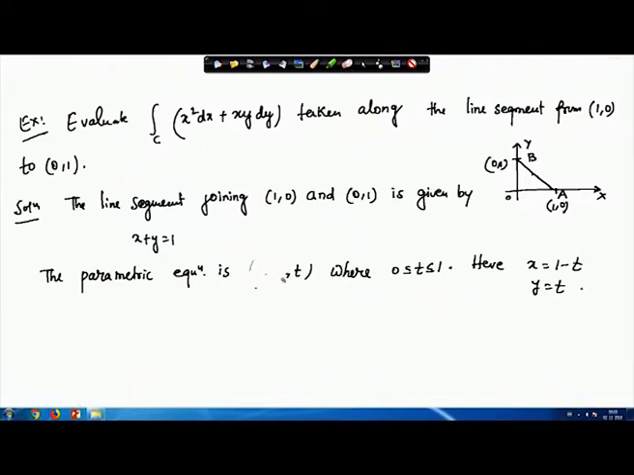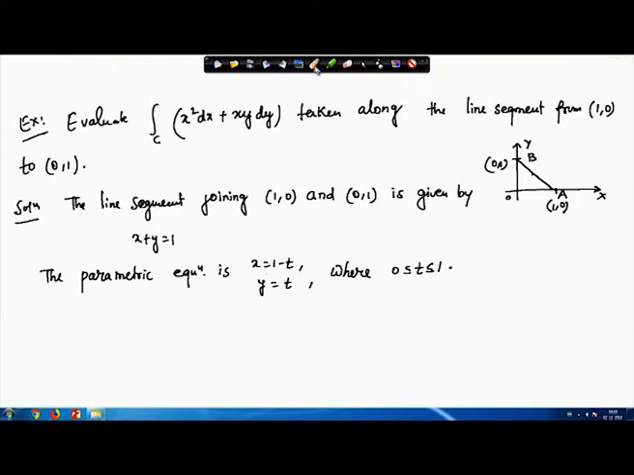To be very precise, we can write it this way. This is not an equation, this is just a coordinate. So this is our parametric equation if we write it correctly. The earlier one we had written was just a point. So this is the parametric equation.